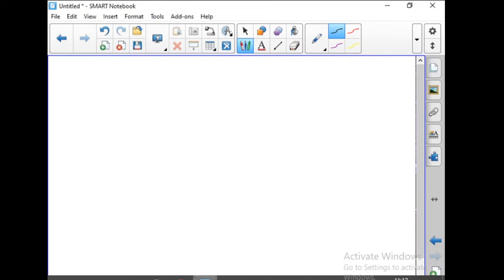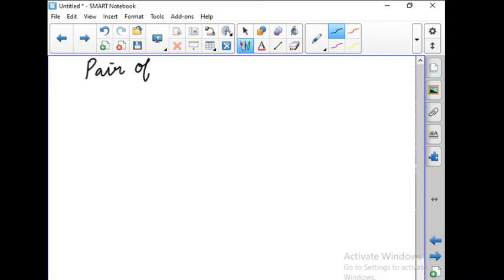Good morning, students. Let us start with the next exercise in exercise 3.3, that is analytical geometry. We are going to move with the next topic, pair of straight lines. What we have seen in the previous exercise. Can you recall the previous exercise?